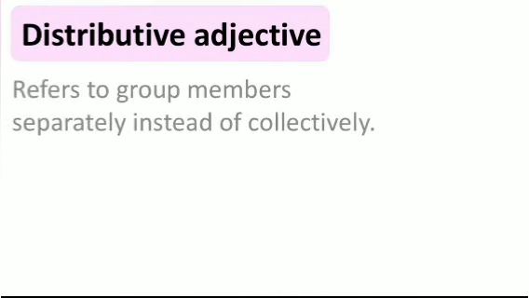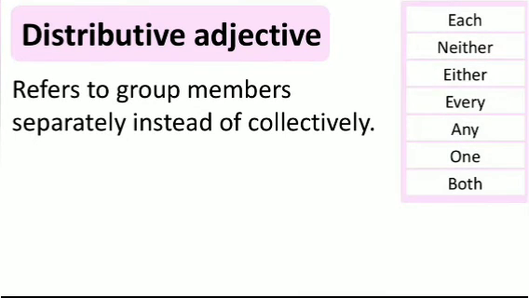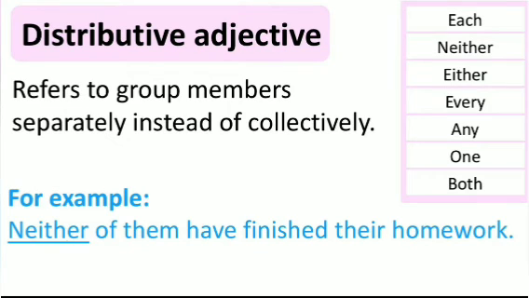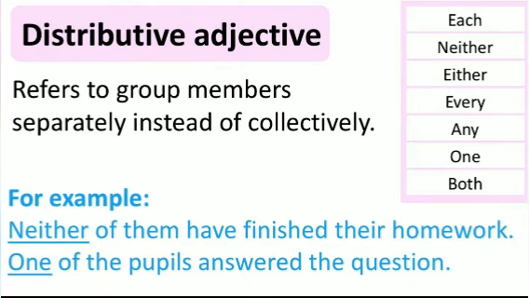Distributive adjective. This type of adjective refers to group members separately instead of collectively. This includes each, neither, either, every, any, one, both. For example, neither of them has finished their homework. One of the pupils answered the question.